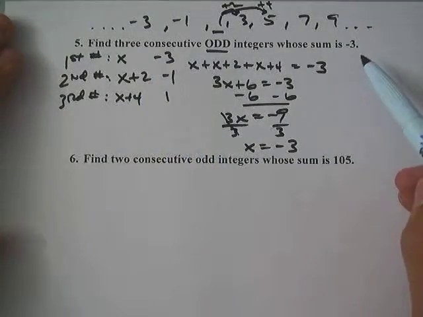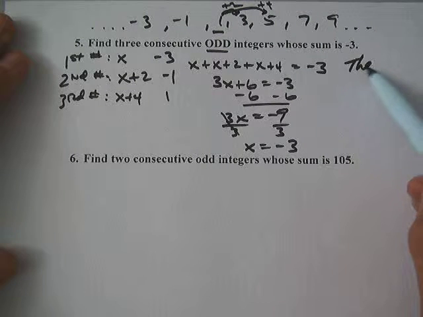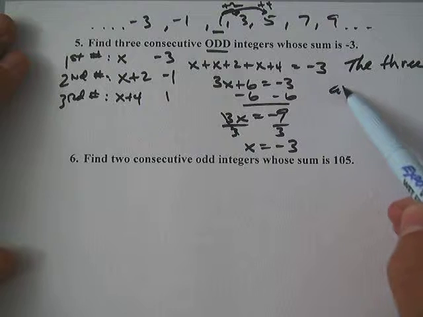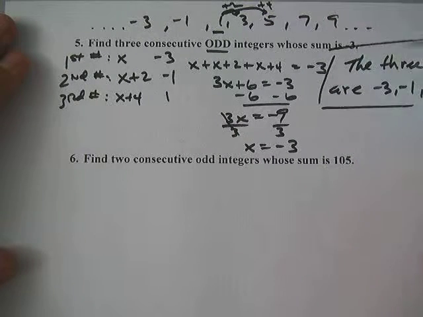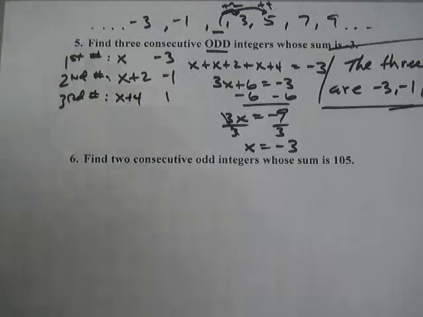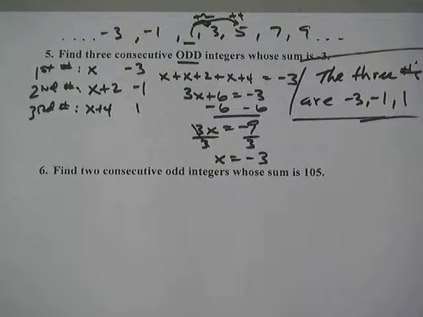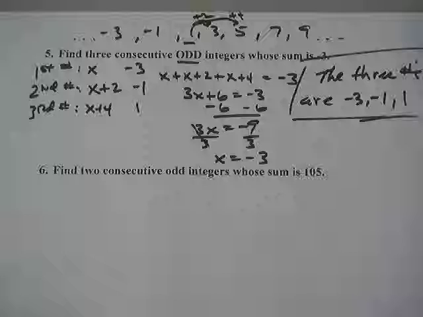If I add 2, I get -1. And then -3 plus 4 is +1. And are they all odd? Yes. Do they all add up to -3? Yes. So the 3 numbers are -3, -1, and 1. And there you go. That's how you solve consecutive integer word problems.